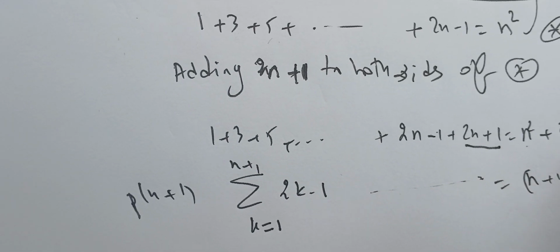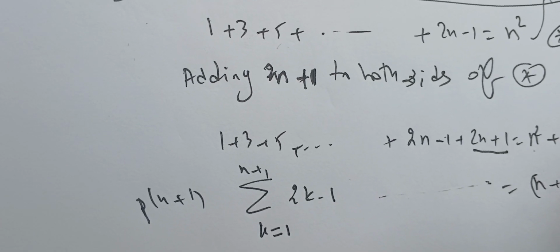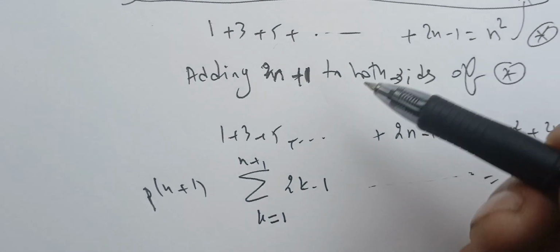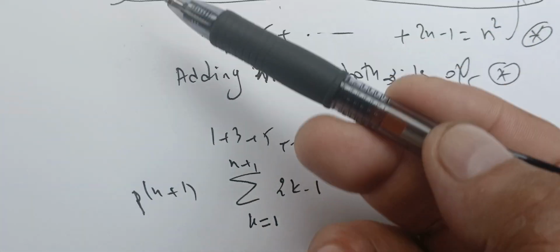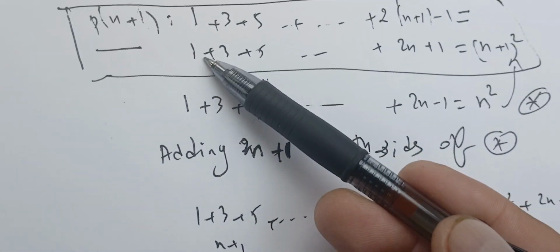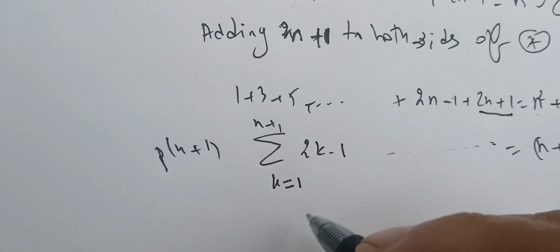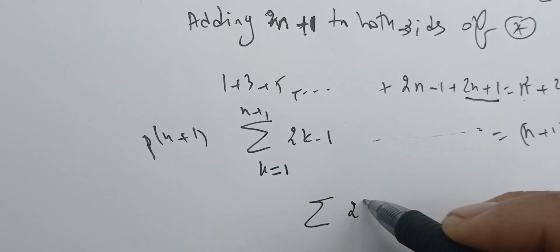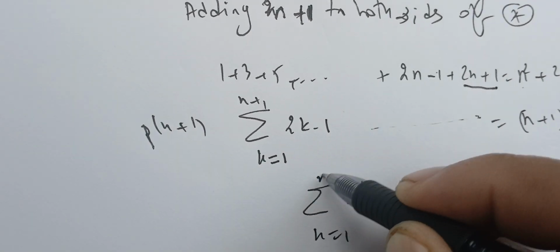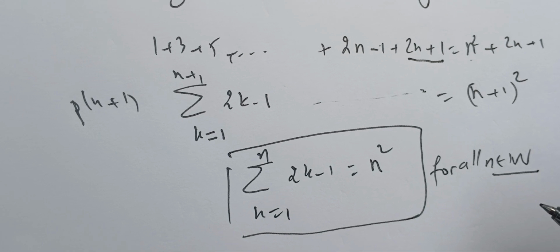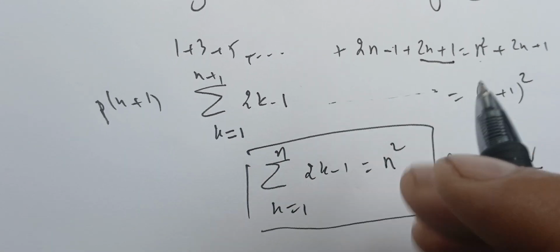So therefore, I satisfied all the conditions for the induction, and I showed that P(n+1) is true. That means I can conclude now. The sum of 2k minus 1 with k going from 1 to n is equal to n squared for all n in N by the principle of mathematical induction. That means this result is always true.